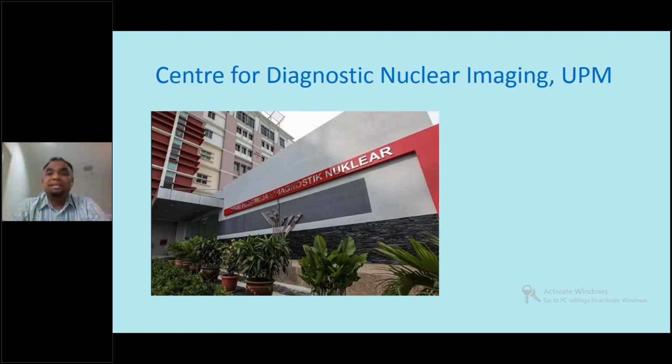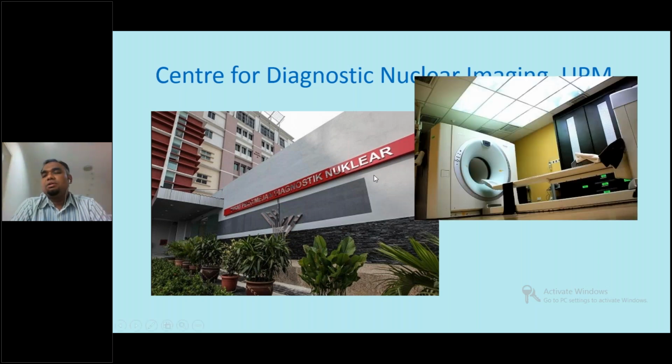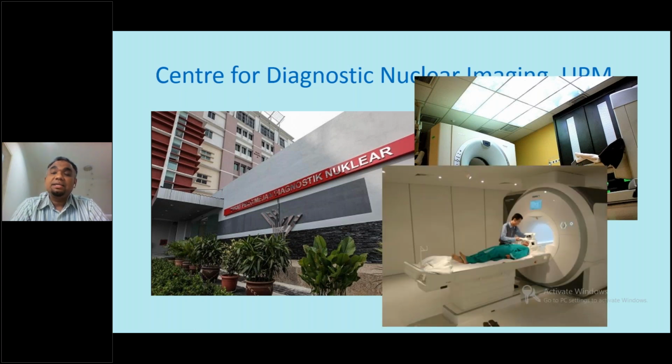So before I end my session for today, I just want to share with you about our center. We call it the Center for Diagnostic Nuclear Imaging, located in Universiti Putra Malaysia, in which we have a PET-CT, Biograph 64 from Siemens. That means the CT component is a 64-slice CT incorporated together with the PET. And we also have the 3 Tesla MRI, Siemens Magnetom.